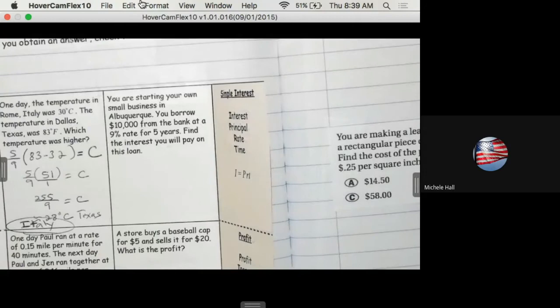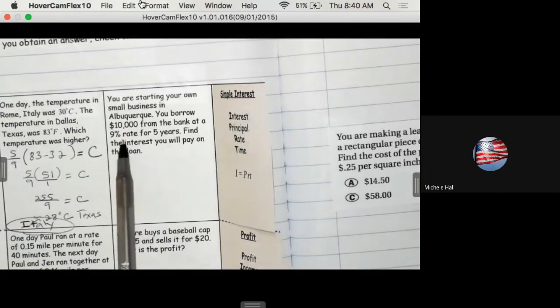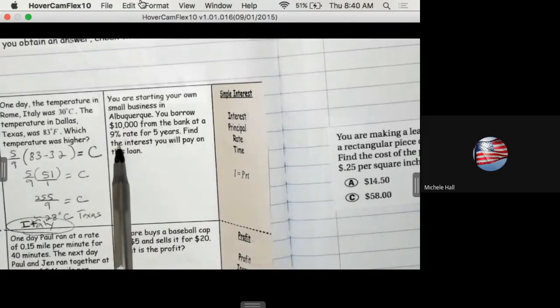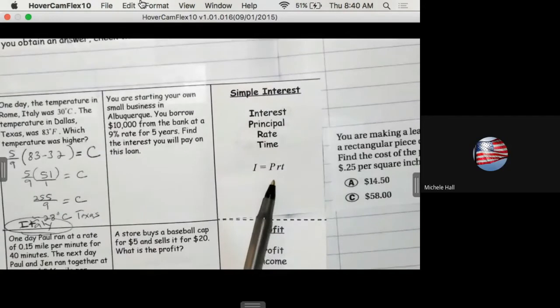You are starting a small business in Albuquerque. You borrow $10,000 from the bank at a rate of 9% for 5 years. Find the interest you will pay on this loan. So we know we're looking for I. They gave us $10,000 at a rate of 9% for 5 years. Let's start with something you probably know. What's 9% going to go in for in the formula? 9% goes in for the rate, and 5 years goes in for the time.